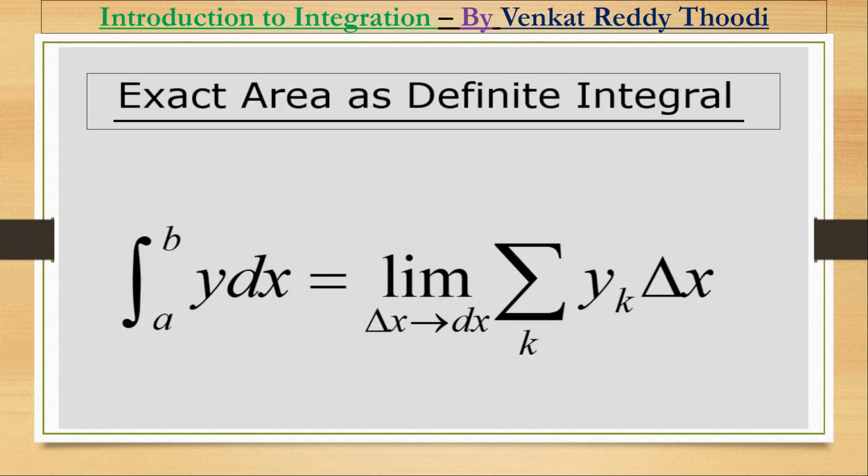Exact area as a definite integral: the integral from a to b of y dx equals the limit as delta x tends to zero of sigma k yk delta x, because, as we have already shown in the graph, the area is nothing but y into delta x.